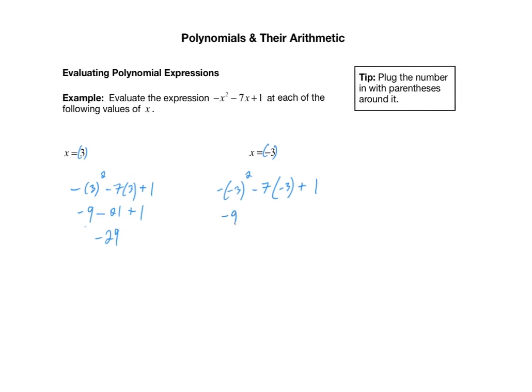And then we've got minus 7 times negative 3 is negative 21. And then we have plus 1. And don't forget that subtracting a negative number is the same thing as adding a positive. So this is negative 9 plus 21 plus 1. Negative 9 plus 21 is 12. 12 plus 1 is 13. So when you plug in negative 3 for x in this expression, you get 13. You should be able to comfortably evaluate polynomial expressions at particular values of x.